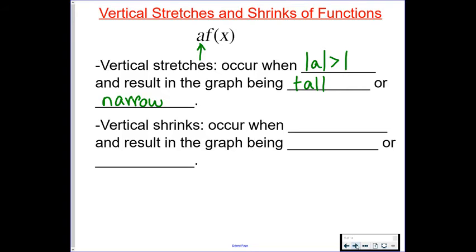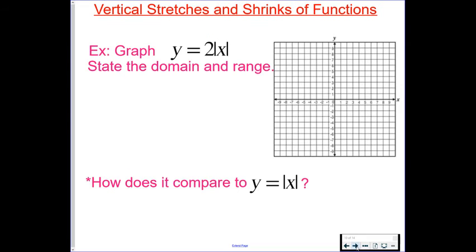A vertical shrink is the opposite. It's when the absolute value of a, that number in the front, is smaller than 1. So for instance, like a fraction that is less than 1. So like a half, a fourth, a third. Those are vertical shrinks. They result in the graph being short or wide. So think about again, if you squish a rubber band, it's going to make it shorter, but it's also going to make it wider. It's going to spread out and make it wider. Let's go ahead and try a couple examples.